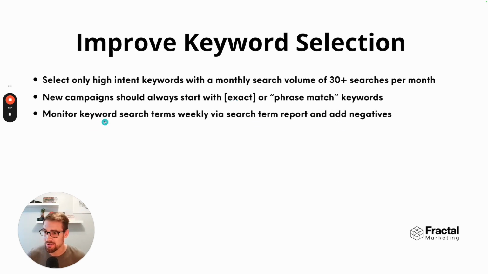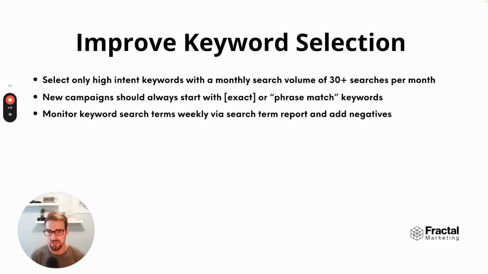Next, you want to be monitoring the keyword search terms weekly via the search term report, and you want to be adding in negative keywords from that list. So the search term report actually shows you what your ads are showing up for. The keywords are just what you're bidding on. The search terms are what actually triggered your ad to show.